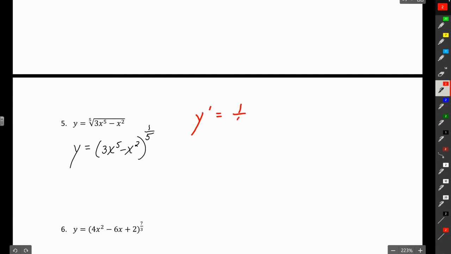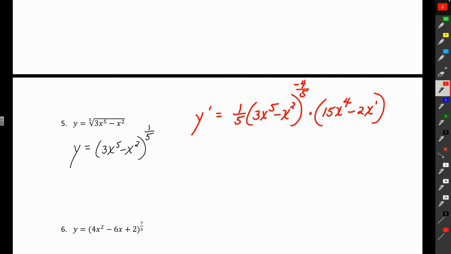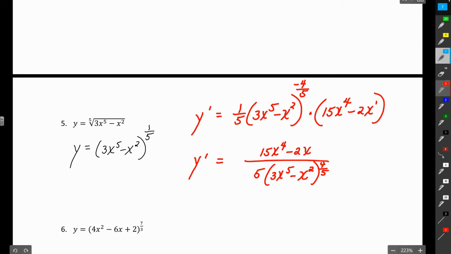1/5 times 1 is 1/5. Rewrite the inside. 1/5 minus 1, which is 1/5 minus 5 over 5. That gives me minus 4 over 5. And the derivative of the inside. 5 times 3 is 15. 5 minus 1 is 4. And then 2 times minus 1. And 2 minus 1. All right, and we just want to rewrite that without the negative exponent. All right, that takes care of number 5.